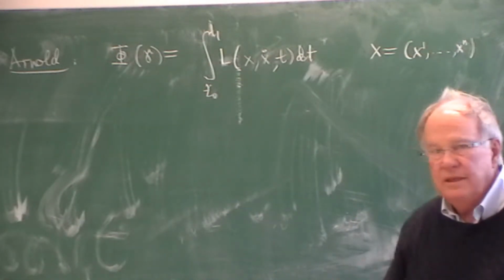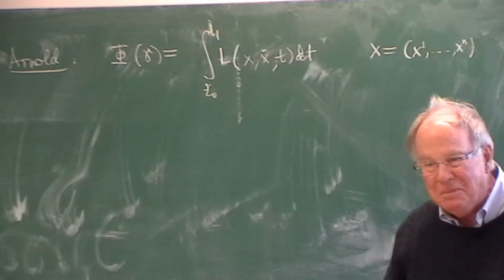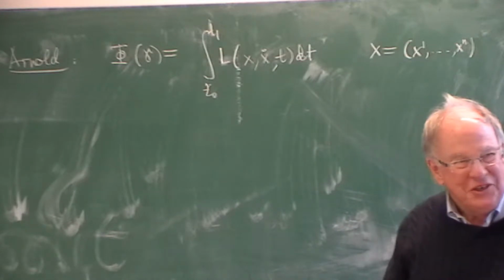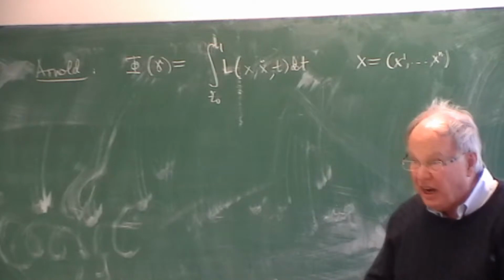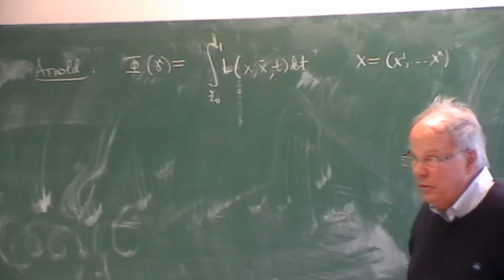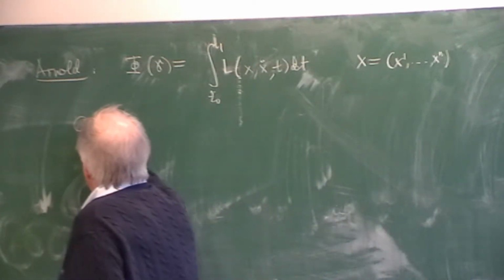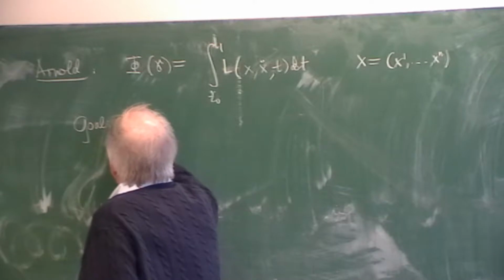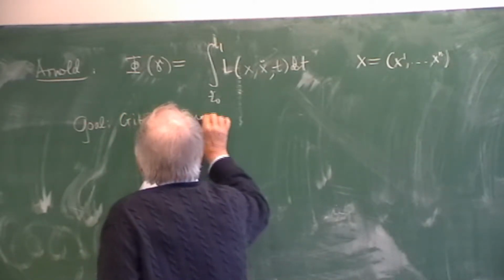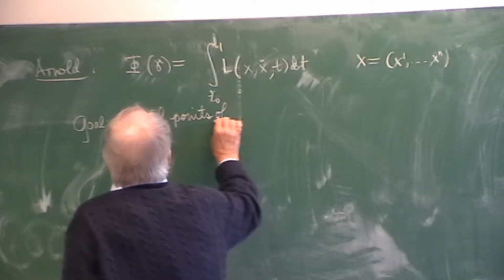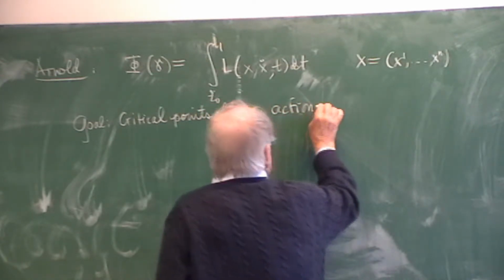You don't know how to minimize it, as I said this morning, so you take its first derivative and hope that you find a minimum. Don't forget your high school education. That's what you did. You minimize a function, you take the first derivative and then check. That's what we're going to do. So the goal is to find critical points of this action function.